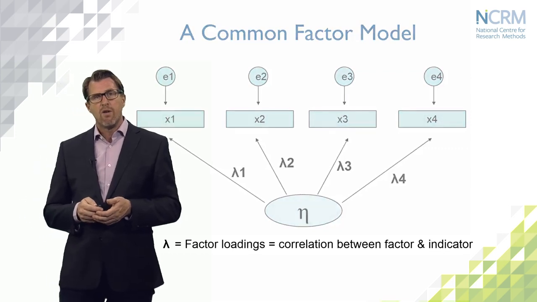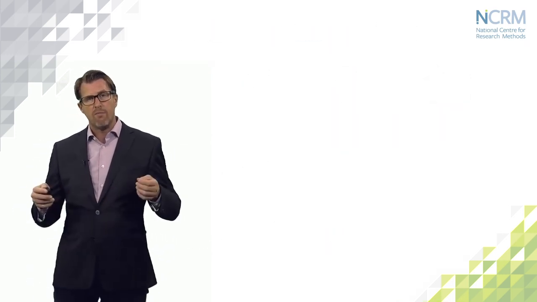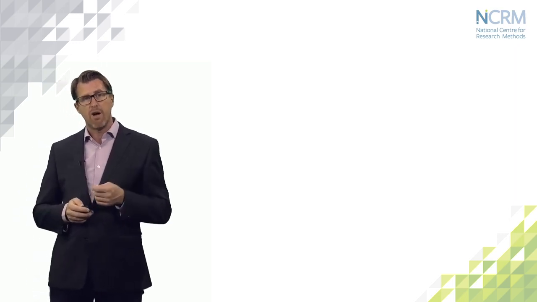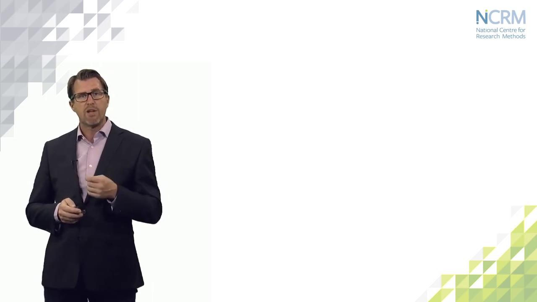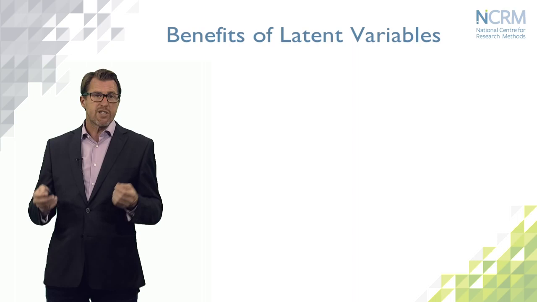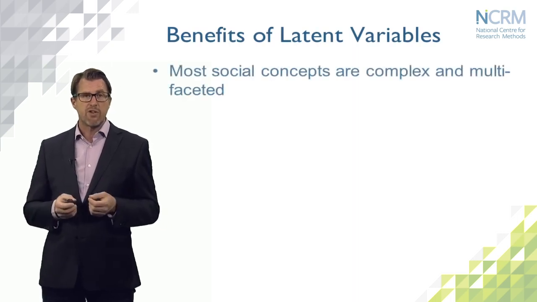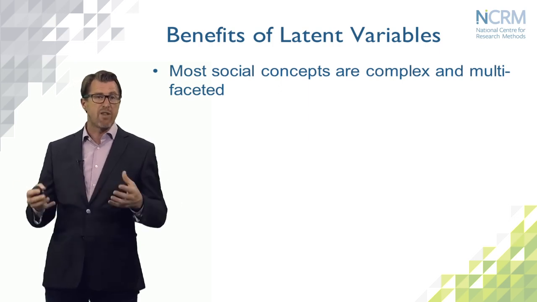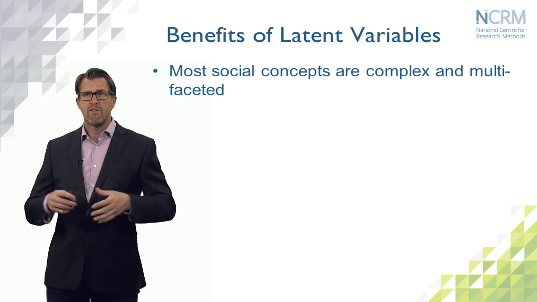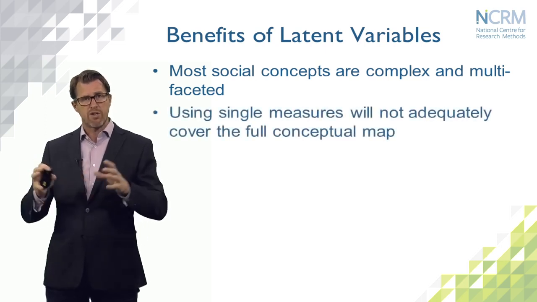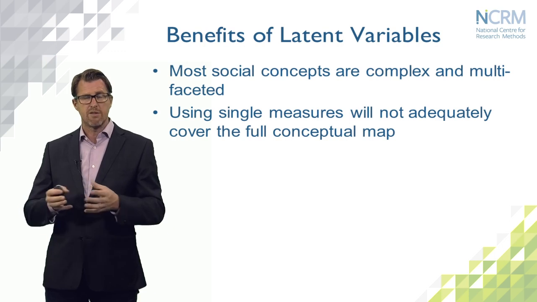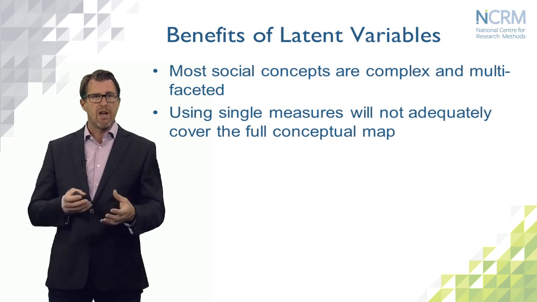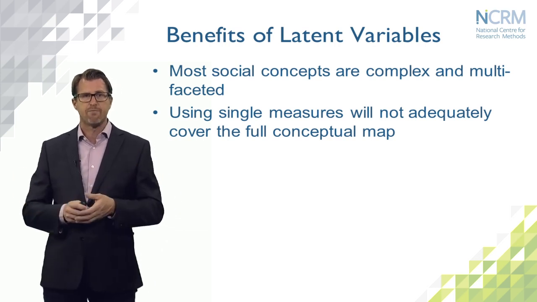So, if we are able to measure our constructs with multiple indicators, we can apply latent variable models, and this brings a number of benefits. Well, firstly, the kinds of things that we're interested in modelling in social science are generally complex and multifaceted. If we think of happiness, for example, it's difficult to come up with a single question which covers all aspects of a person's individual well-being. So we probably need to have multiple indicators to get a good coverage of the concept.